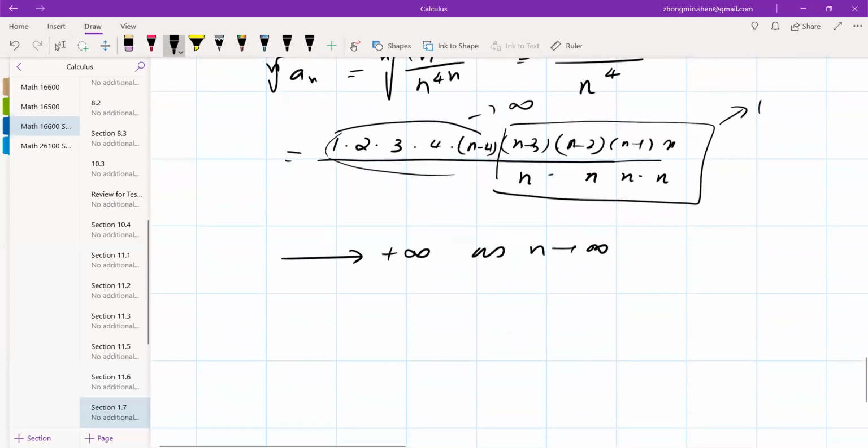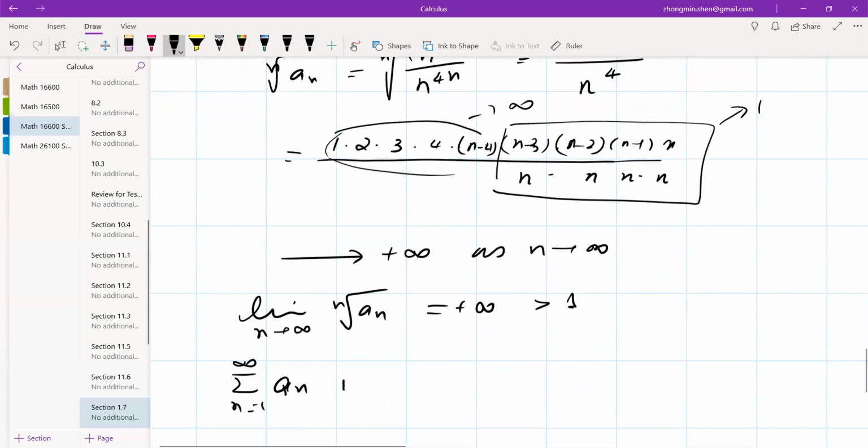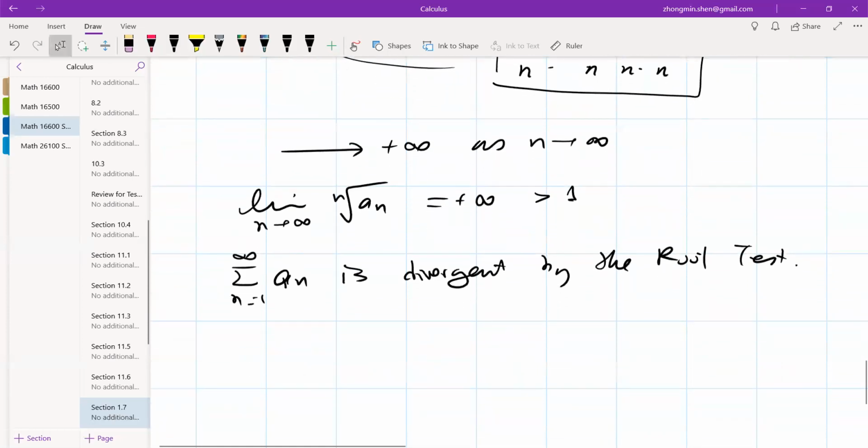So what does that mean? That means the limit of the nth root of a_n is going to be infinity. This is greater than 1. Therefore, this is divergent by the root test. Now, can you use a ratio test? I don't think so. It's hard to simplify.